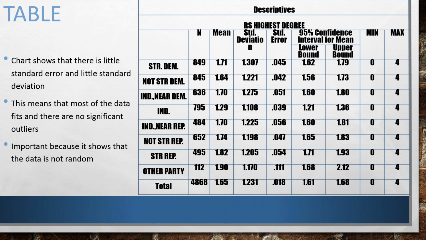This is a chart that shows some of the statistical values that we were given by the GSS data. It shows there's little standard error and little standard deviation. This means that most of the data fits and that there are no significant outliers. That is important because it shows that this is not a random correlation.